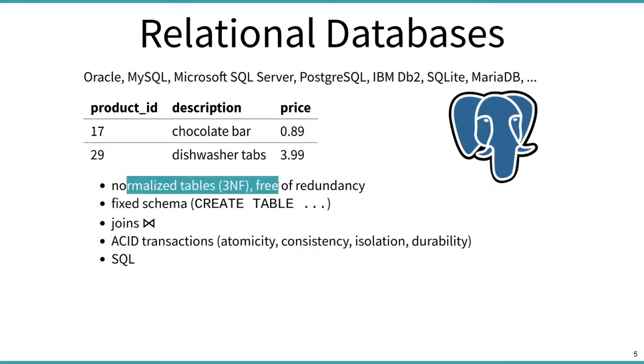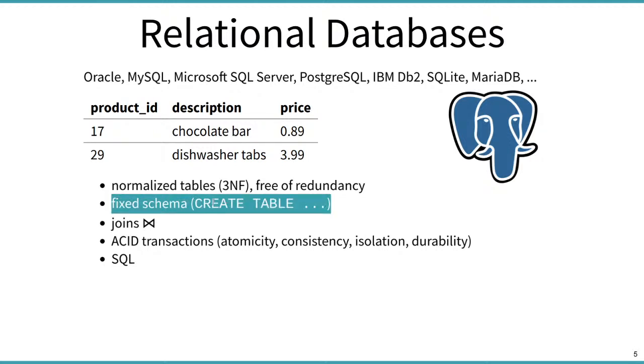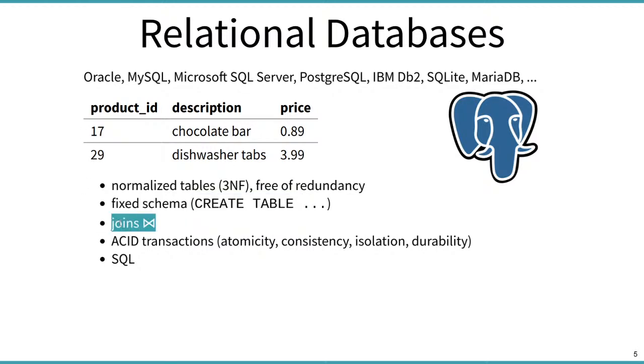So you know what normalization means, that you don't have redundancy here. You distribute your tables into multiple tables, which are then connected via joins and so on. You need to say create table to create the metadata of your database before you insert data. You need to use joins in your queries because each table stores only one fact, and to combine facts from multiple tables, you have to join them using primary key and foreign key relationships.